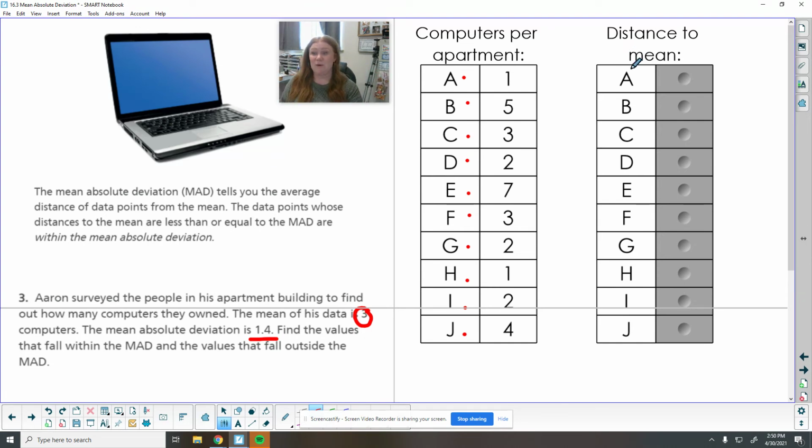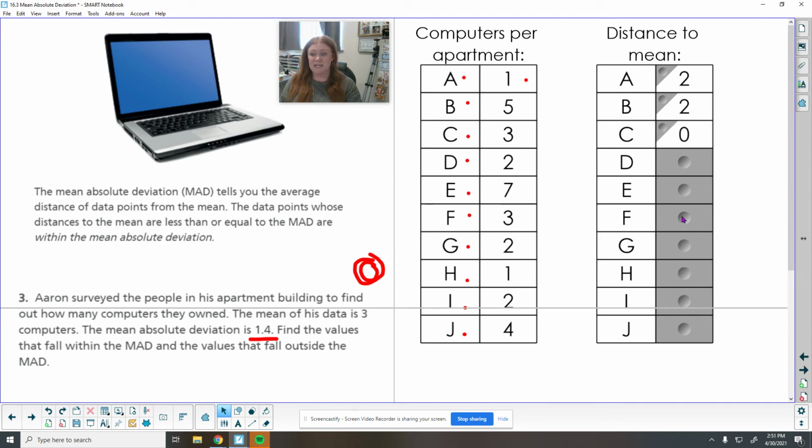So we need to find the distance to get from the mean to their computer. So this person had 1 computer. The average is 3. So they have a difference. I've got these circles in the way of my 3. So the difference is 2. This person has 5 computers. The average is 3. So the difference is 2. This person has 3 computers and the average is 3. So there's no difference there.